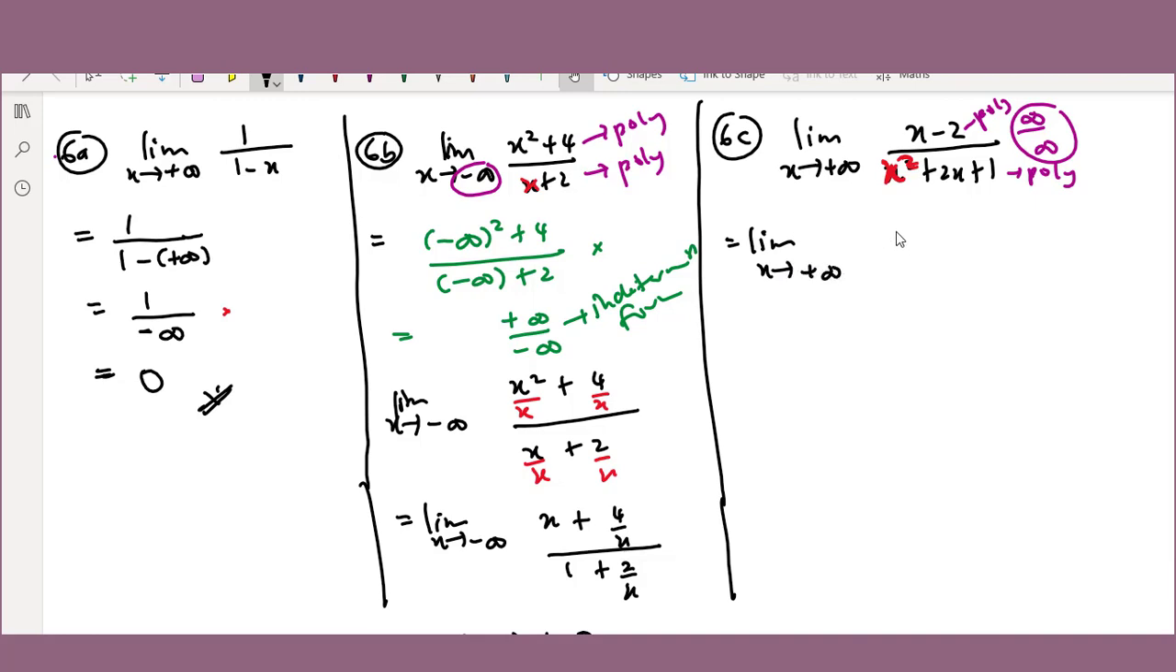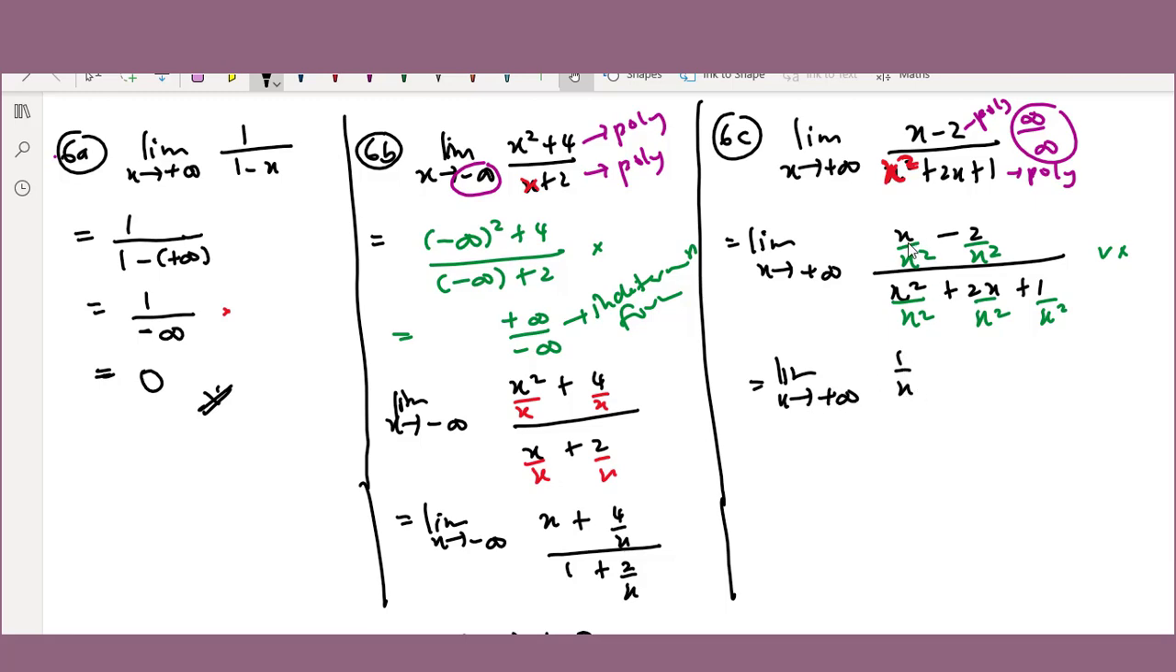You also may skip this step, I just want to show you. Over x squared, x squared, x squared, x squared, x squared. Okay, so skip or not is up to you. And simplify: 1 over x minus 2 over x squared, over 1 plus 2 over x plus 1 over x squared.